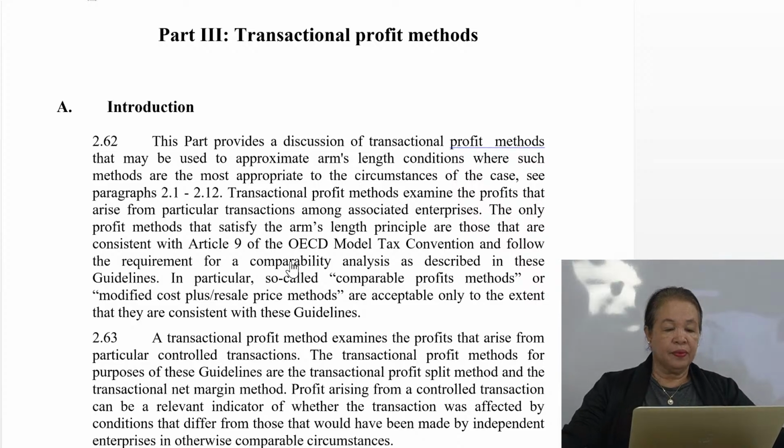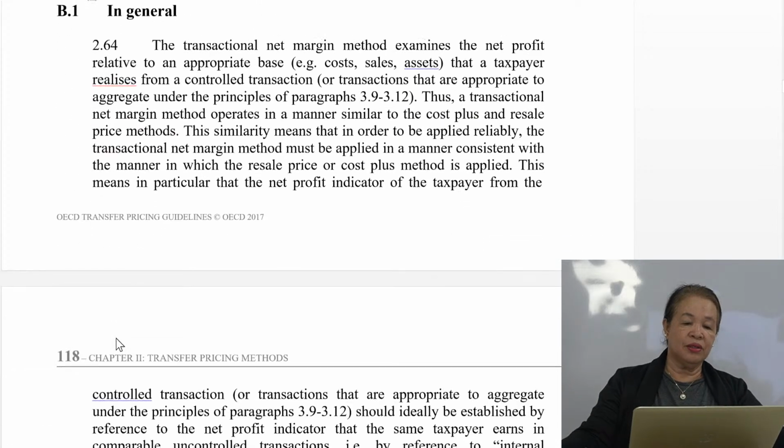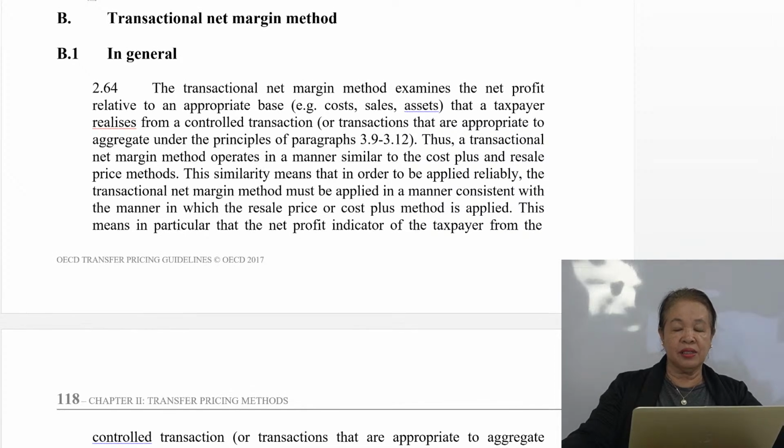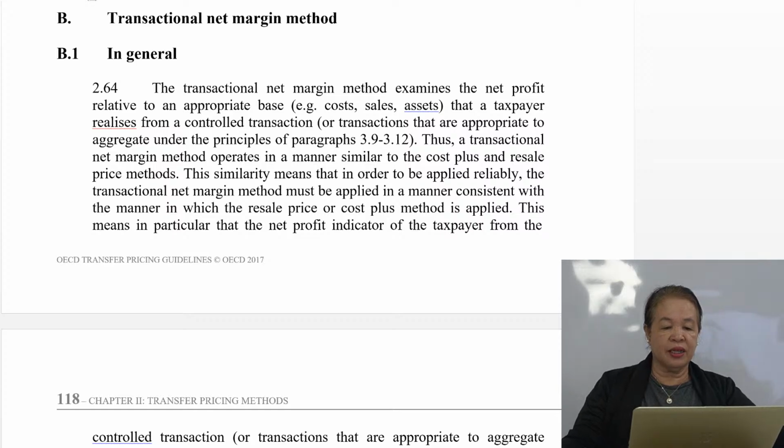No? So transactional net margin method, in general, the transactional net margin method examines the net profit, no? So relative to an appropriate base, the cost, sales, assets, no? That a taxpayer realizes from a controlled transaction or transactions that are appropriate to aggregate, no? Under the principles of paragraphs 3.9, 3.12.